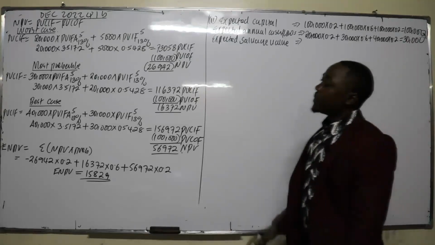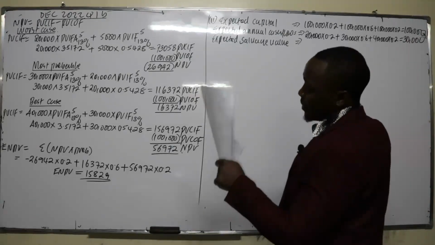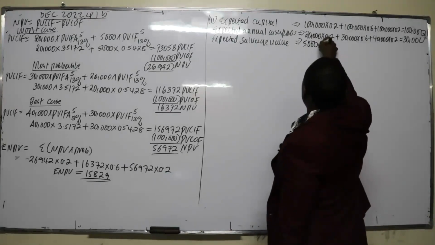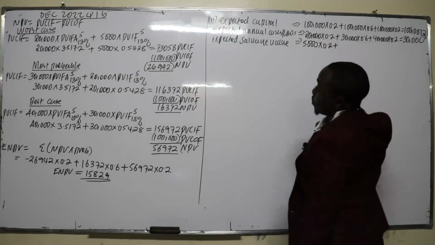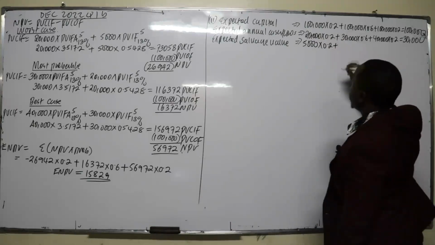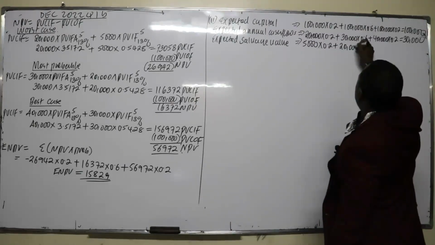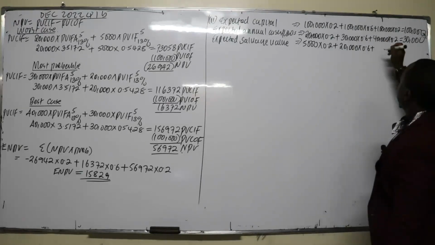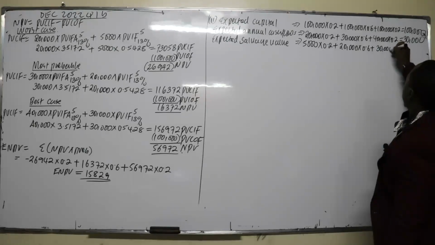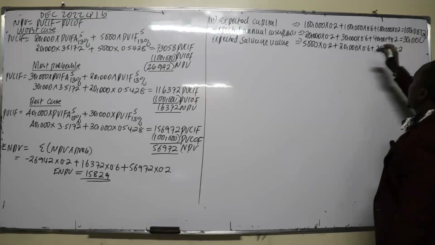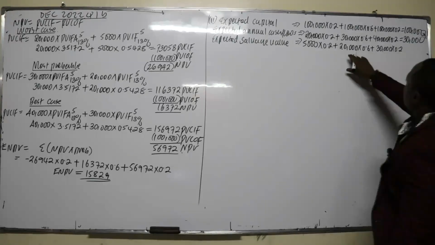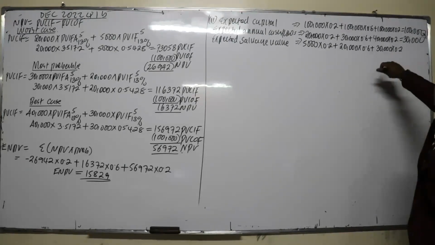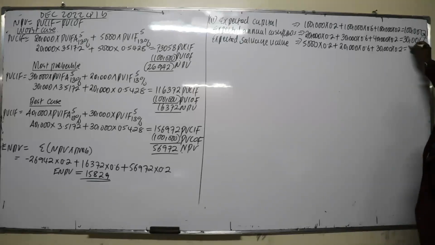We do the same for the expected salvage value. In the worst case scenario, how much is the expected salvage value? 5. And the probability of that happening is 0.2. And the most probable, 20, with probability of 0.6. Best, 30, with a probability of 0.2. This is 1,000. This is 12,000. And here we have an amount of 6,000. So 12, but that's 19, right?